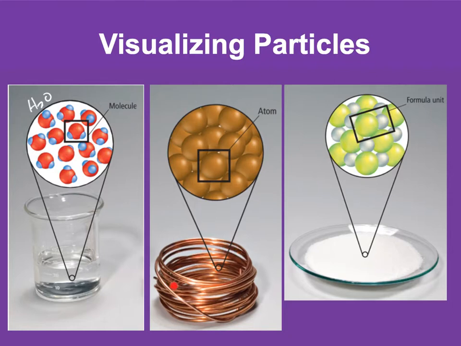This middle one, there's some copper wiring there. Okay, an individual unit here is an atom. Over here on the far side, this is some kind of a salt. We can probably assume sodium chloride. And here we have a single, what they refer to as a formula unit, which would be something like NaCl, 1 sodium and 1 chloride ion there. So each one of those is an individual particle.